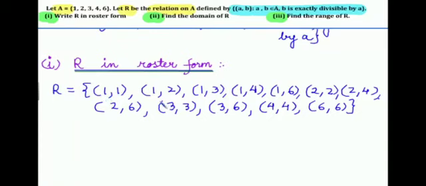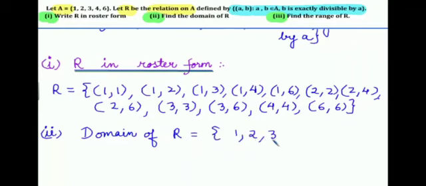So we can't write (6, 5), (6, 3), (6, 2), right? We also can't write (6, 3) because 3 is not divisible by 6, right? So just remember b is exactly divisible by a, not a is divisible by b. So these are the possible relations, and domain of R, we all know, is the first element of your relation. So the first elements are 1, 2, 3, 4 and 6.